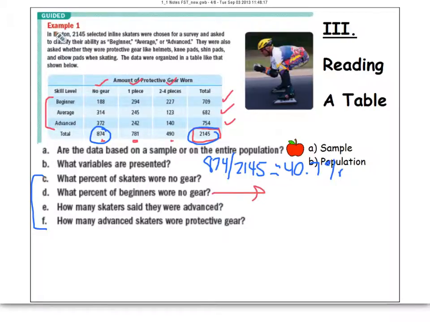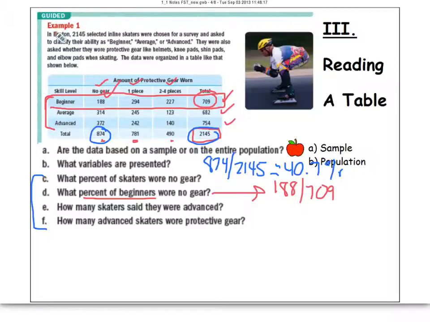Okay, letter D. What percent of beginners wore no gear? Well, they are now looking at just the beginners. So they are isolating the data and just looking at all the beginners. So the total of that is going to be just out of 709 people. What percent of them wore no gear? 188. So this is 188 over 709. And as a percent, this comes in at approximately 26.5%.